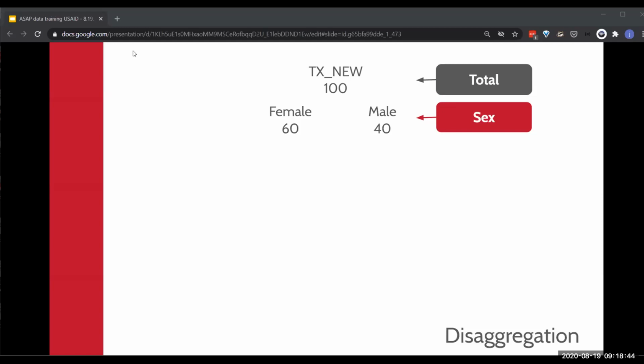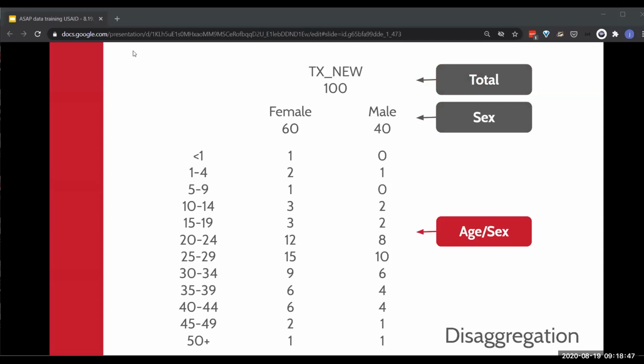But PEPFAR also cares about age. So what we want to know is of the 100, and of the 40 male, how many of those were in the different age groups? The age groups that you see on the left-hand side there are what are called the fine age disaggs, and those are usually the same for most indicators, although it does change a little bit. What you see in the finer age grouping is the kind of disaggregation that PEPFAR requires for this indicator. And this will inform how you set up a collection system, because you will need to have this level of precision when you go to collect the data.